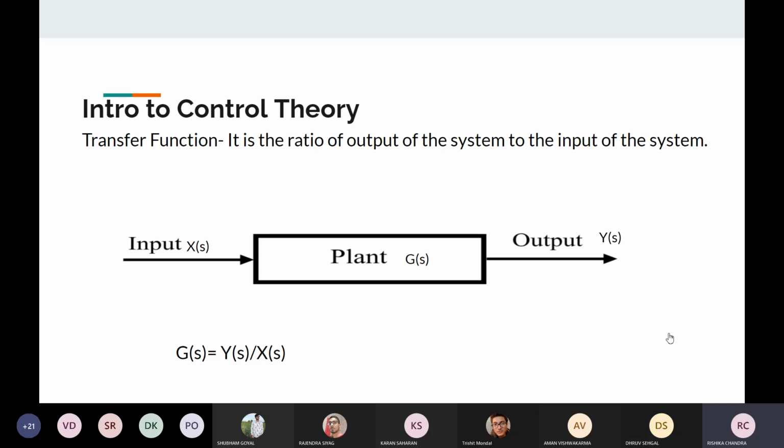So here we have denoted the plant. In this example, the car is the plant, and the input is the roads, the traffic system, or let's say fuel. X(s) is those inputs, and Y(s) is the output, that is the speed control which we are getting. As you can see, we have denoted everything in terms of s, like X(s), G(s), Y(s). So have you all studied Laplace transform?